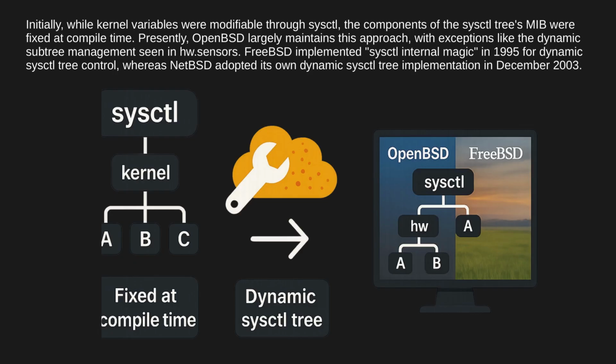Initially, while kernel variables were modifiable through sysctl, the components of the sysctl tree's MIB were fixed at compile time. Presently, OpenBSD largely maintains this approach, with exceptions like the dynamic subtree management seen in hw.sensors. FreeBSD implemented sysctl internal magic in 1995 for dynamic sysctl tree control, whereas NetBSD adopted its own dynamic sysctl tree implementation in December 2003.